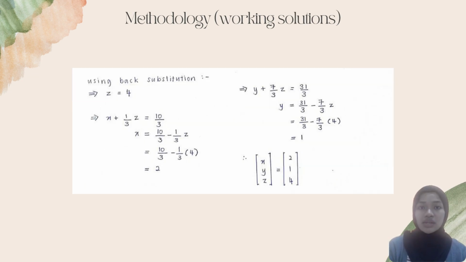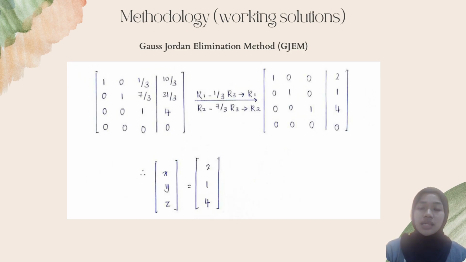Then, from the last solution, we know that Z is equal to 4. So, we can use back substitution to find X and Y. Next, we move on to the Gauss-Jordan elimination method. We use the last solution of the Gauss elimination method to do the Gauss-Jordan elimination method.